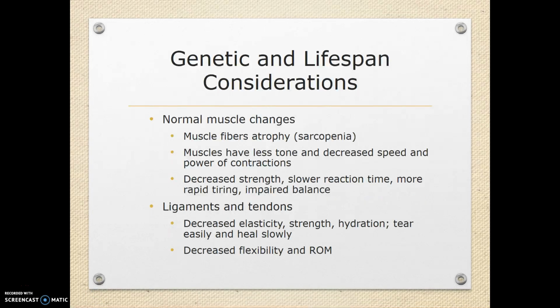So normal muscle changes: muscle fibers atrophy, they become less elastic, have less tone, decreased speed and power of contraction, so there is decreased strength, slower reaction time, more rapid tiring, impaired balance, increased falls. Ligaments and tendons decrease in elasticity, strength, and hydration, they tear easily, they heal more slowly, and they also decrease flexibility and range of motion.